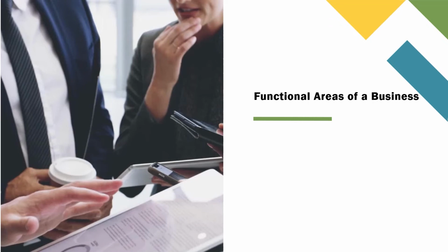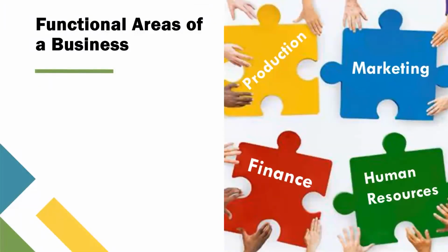Today we'll be looking at functional areas of a business. How are businesses organized? Organizations are divided into 4 key areas or departments such as production, marketing, finance, human resources. These are all known as functional areas. Each department is responsible for a different area of the business. Employees working in each of these departments also have specific jobs to do.